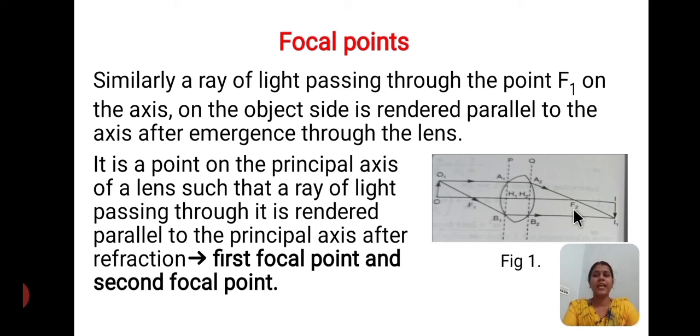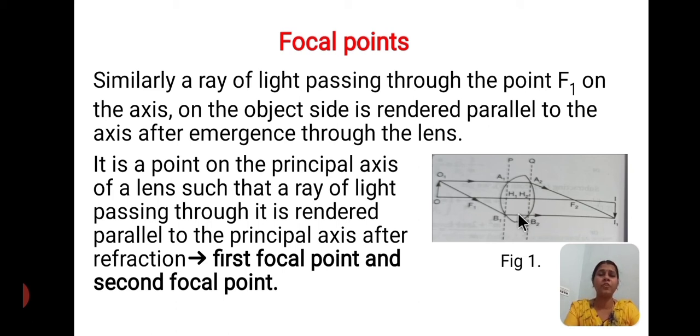In another way, we can define it: this is the point on the principal axis of the lens such that the ray of light passing through it is parallel to the principal axis after the refraction. That we call the first focal point, and the second focal point.